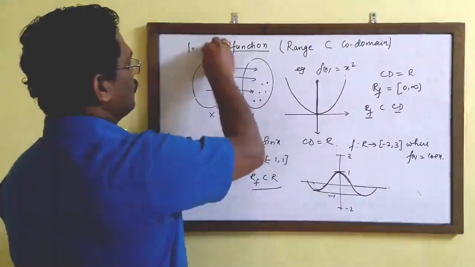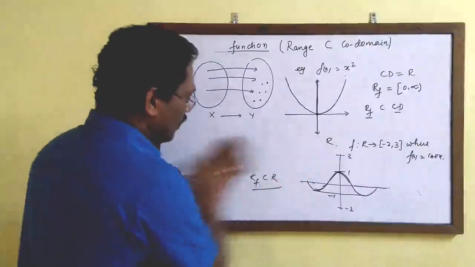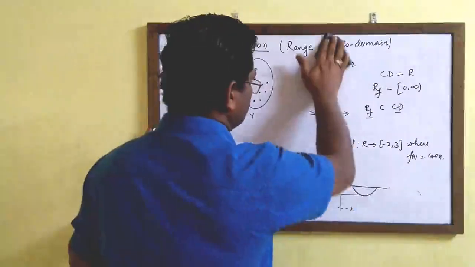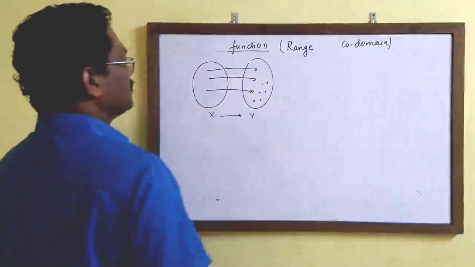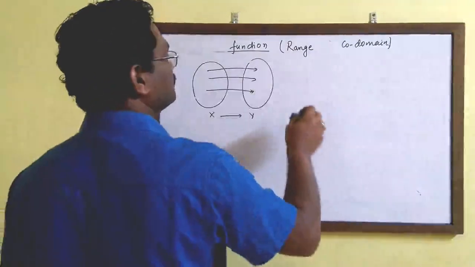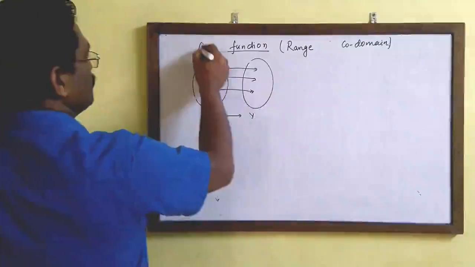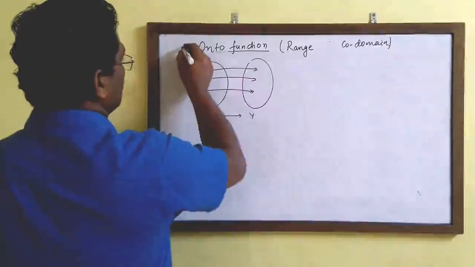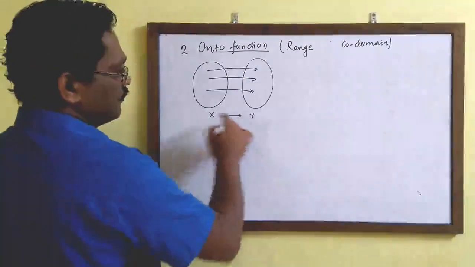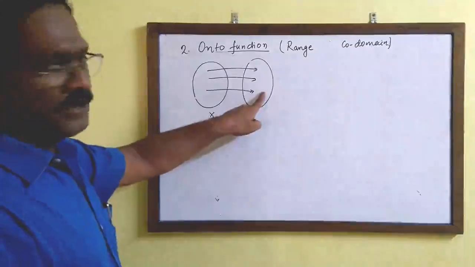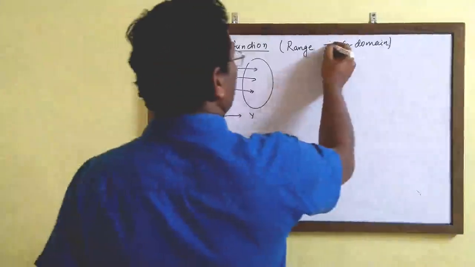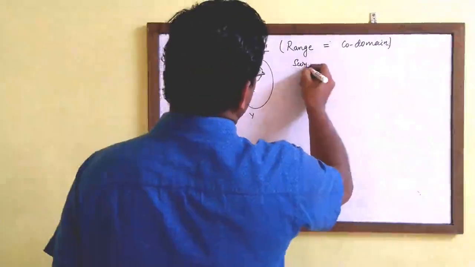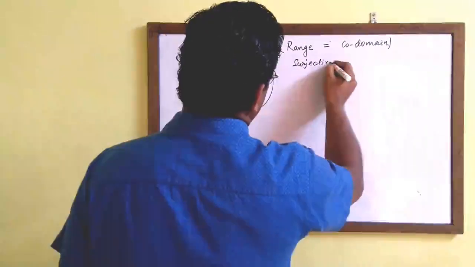Now let's talk about onto function. Now what is an onto function? See, any function where the range of the function is equal to its codomain. If range is equal to its codomain, that will be called an onto function. See, there are no elements left out in this set which do not have a pre-image. Now this kind of function is also called a surjective function.